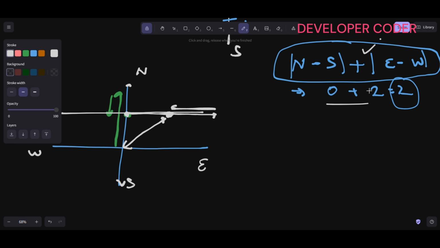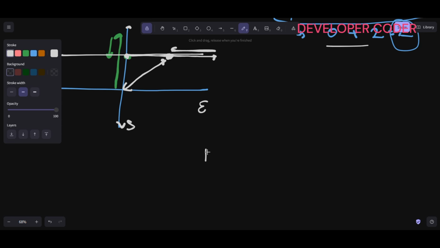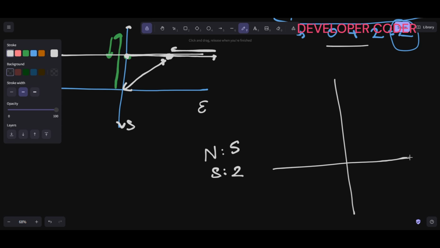All right, now let's suppose your north value is 5 and your south value is 2. Let's suppose east and west are both 0, don't worry about them. If this is your graph, with east, west, north and south, you are moving north 5, 1 2 3 4 and 5, and then you are moving south 2, so you are here. The distance among them is nothing but north minus south: 5 minus 2, so 3 is the distance.